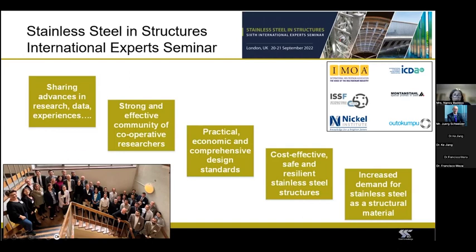So the 6th event, that was held in 2022. Rather a small number there. Quite a few joined us online because it was towards the end of COVID. The proceedings are published in the JCSR or other peer-reviewed journal.